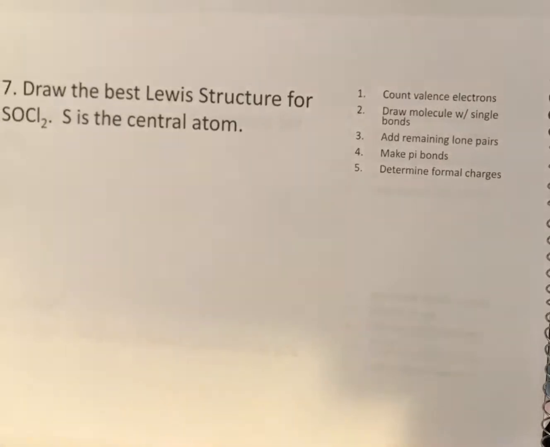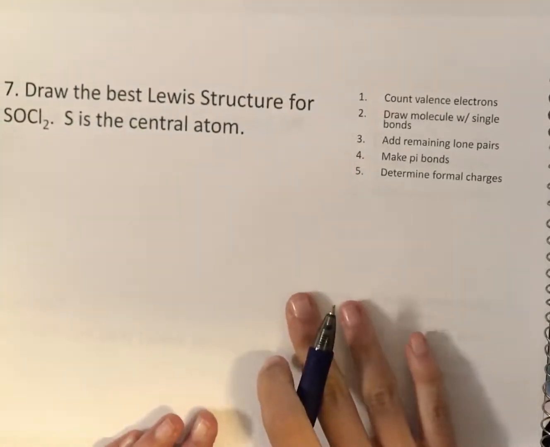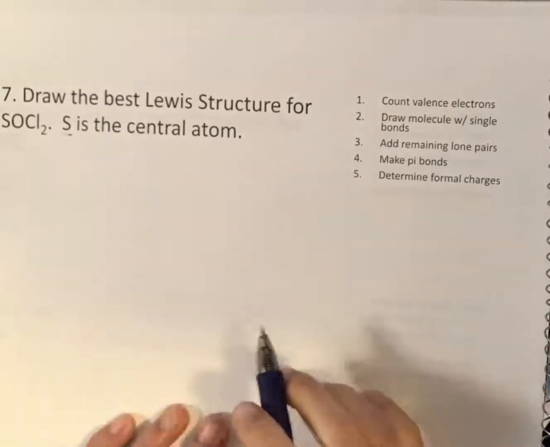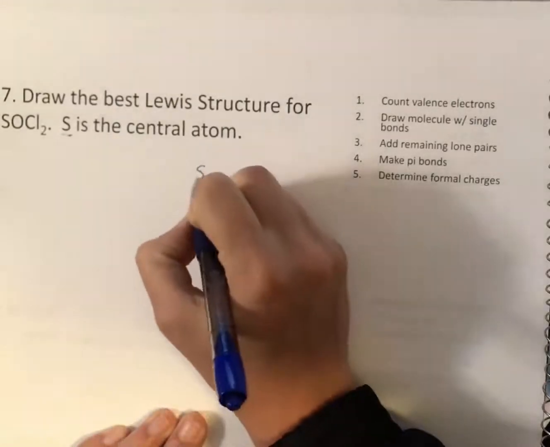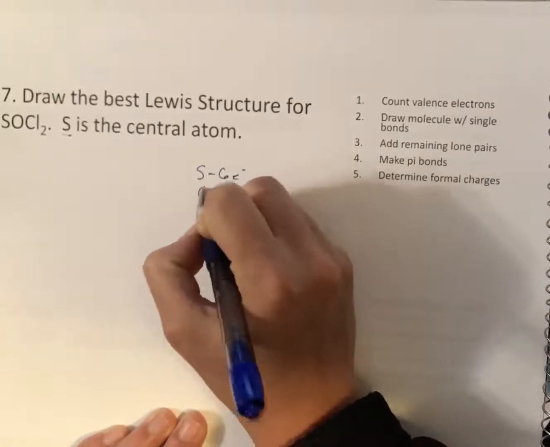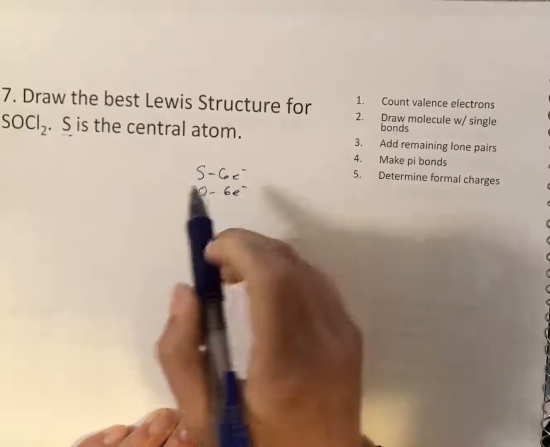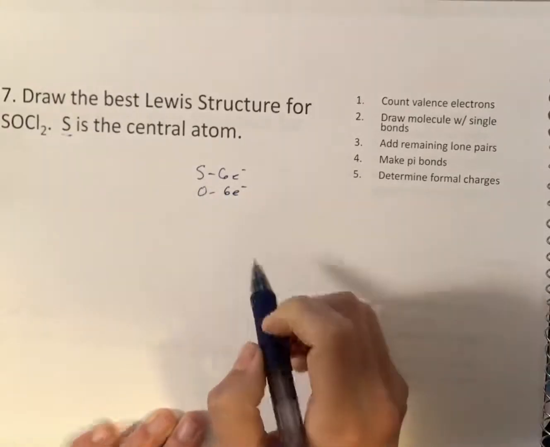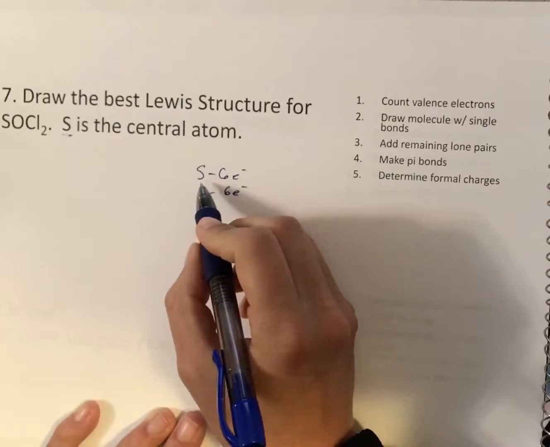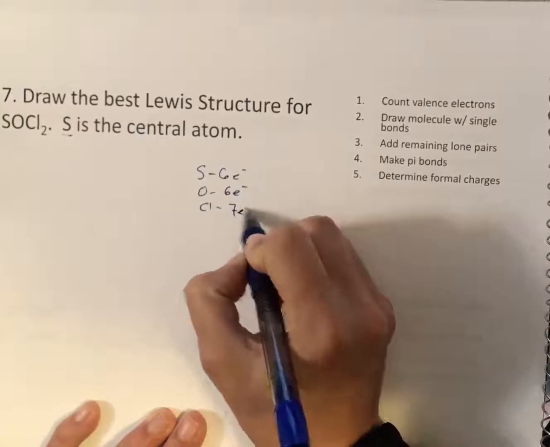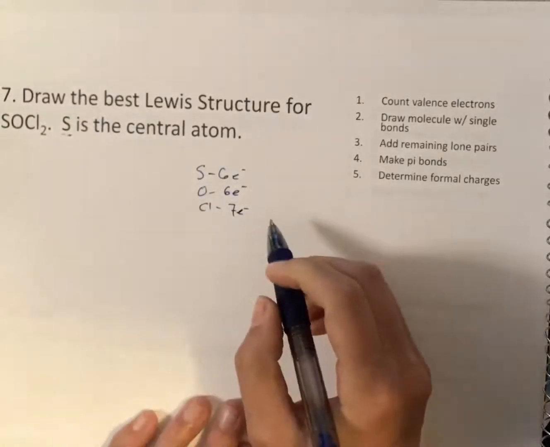All right, so the next one is to draw the best Lewis structure for SOCl2. The problem says S is the central atom, because we might wonder, oh, S has 6 valence electrons, and O has 6 valence electrons as well, so which one do we pick? Well, it tells us right here that S is the central one. And then chlorine has 7 valence electrons.